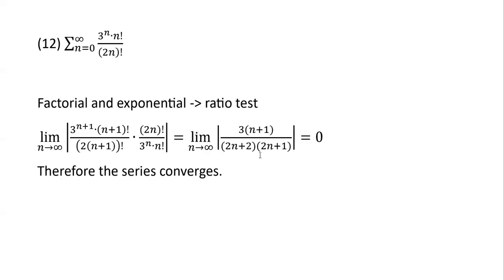All right, number 12: the summation as n goes from 0 to infinity of 3 to the n times n factorial over (2n) factorial. This factorial is an exponential, so what's the clue? Or which test to use? Those are the clues for which test to use, I should say.